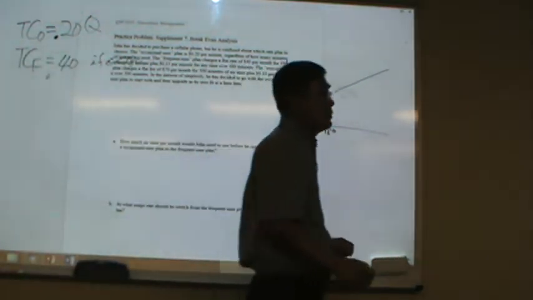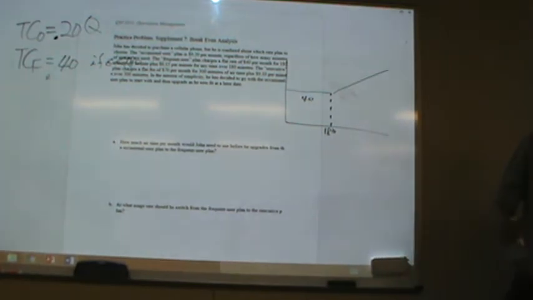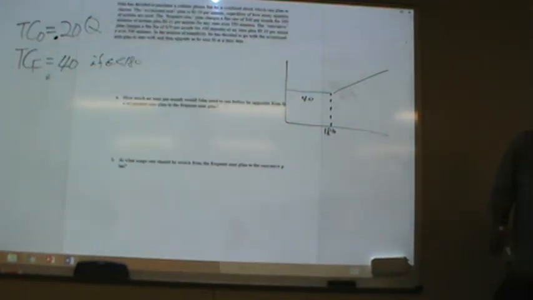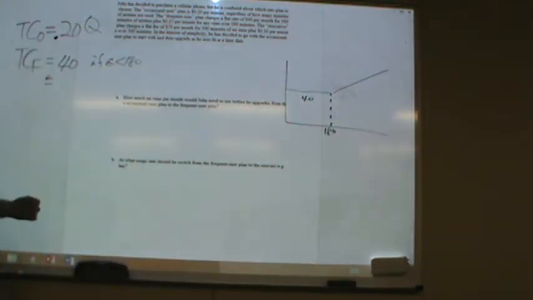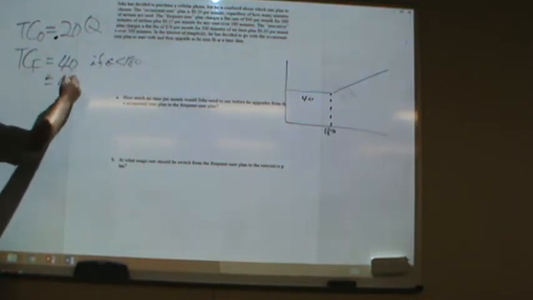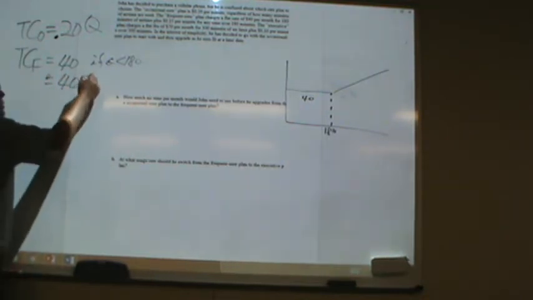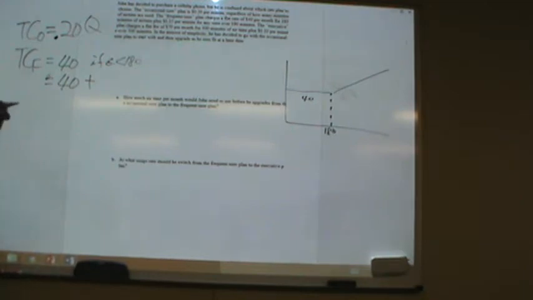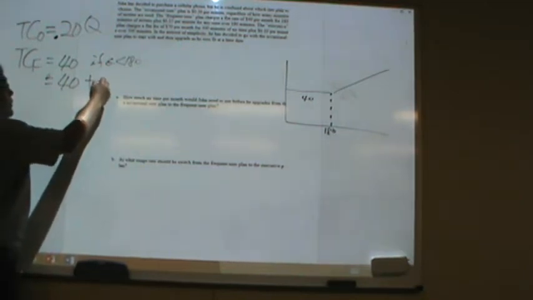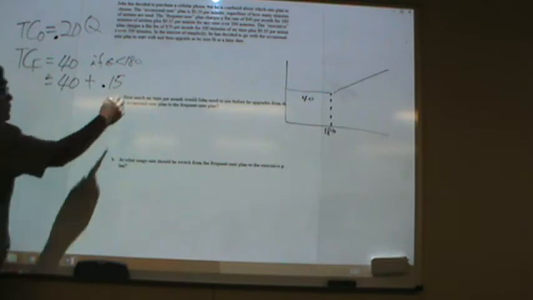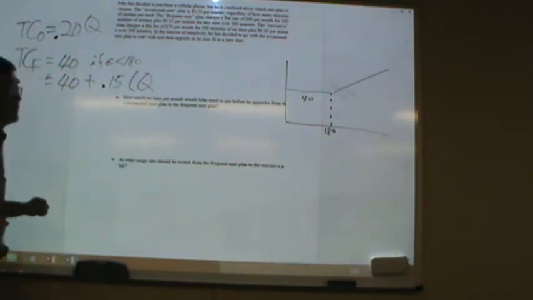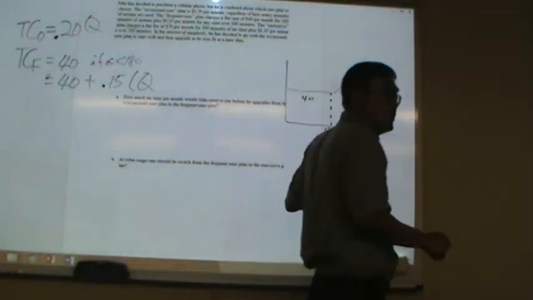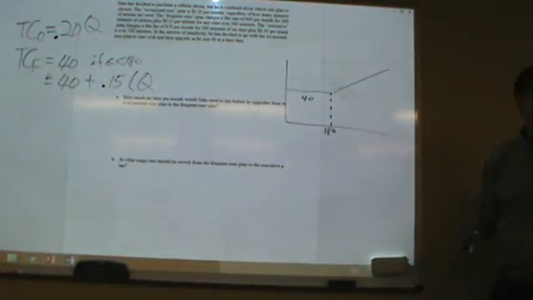Q is less than 180. But TCF: initial cost is $40 plus 0.15 Q, right? But Q should be higher than 180, right?